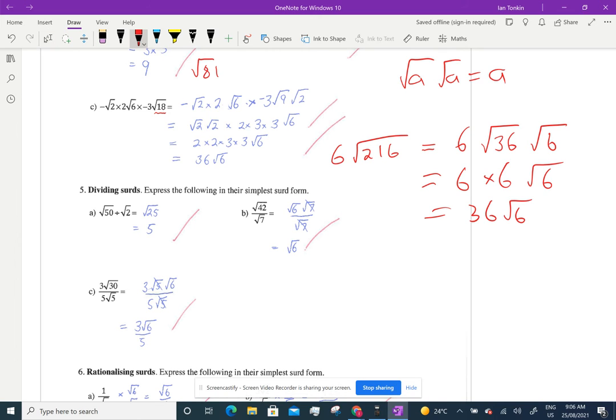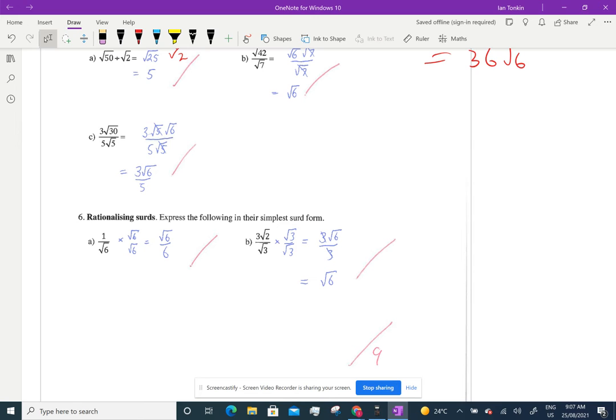Again, some people left this as just root 25. Well, that only got you half a mark because the square root of 25 is 5. Most people got this one right. But then some people decided to throw the root 6 somewhere else. So, you get the root 6 somehow going to the bottom. Leave it in the numerator. Don't move it.